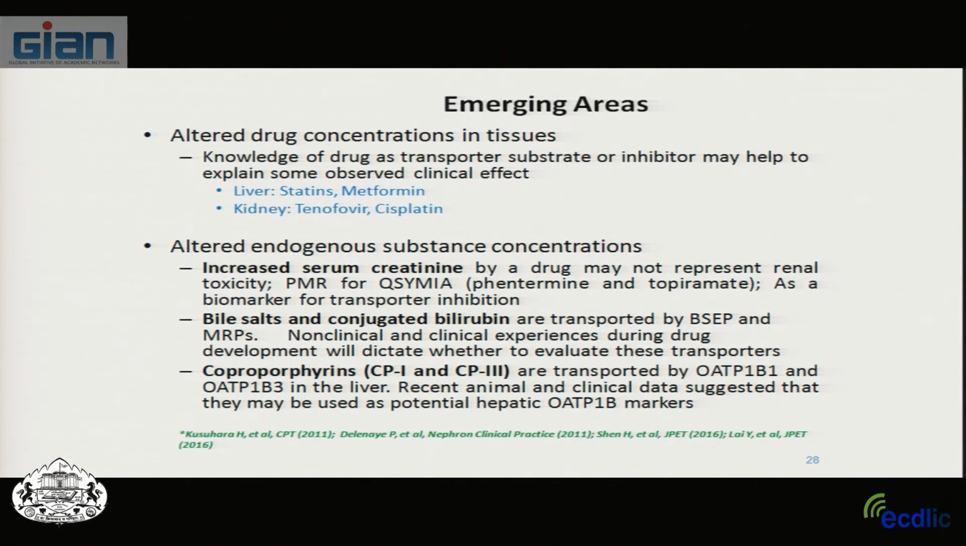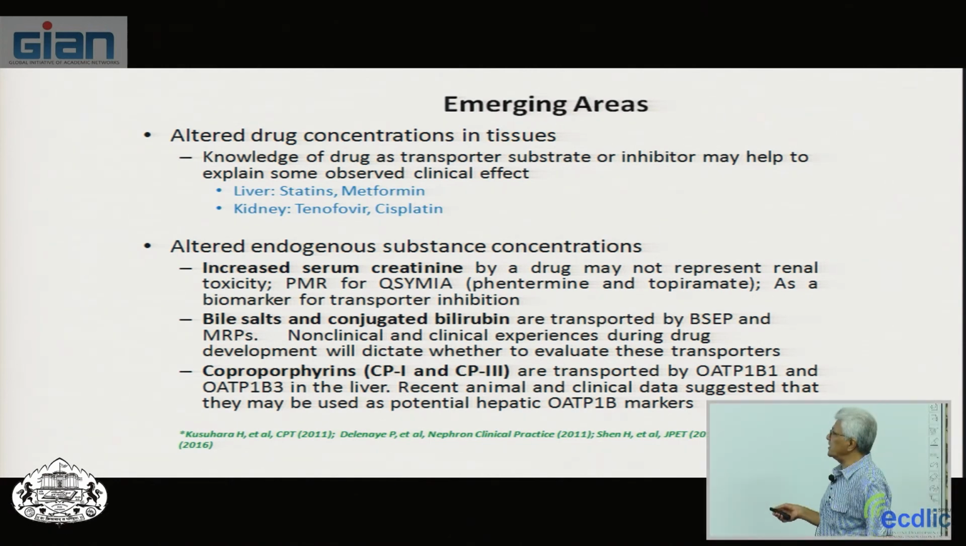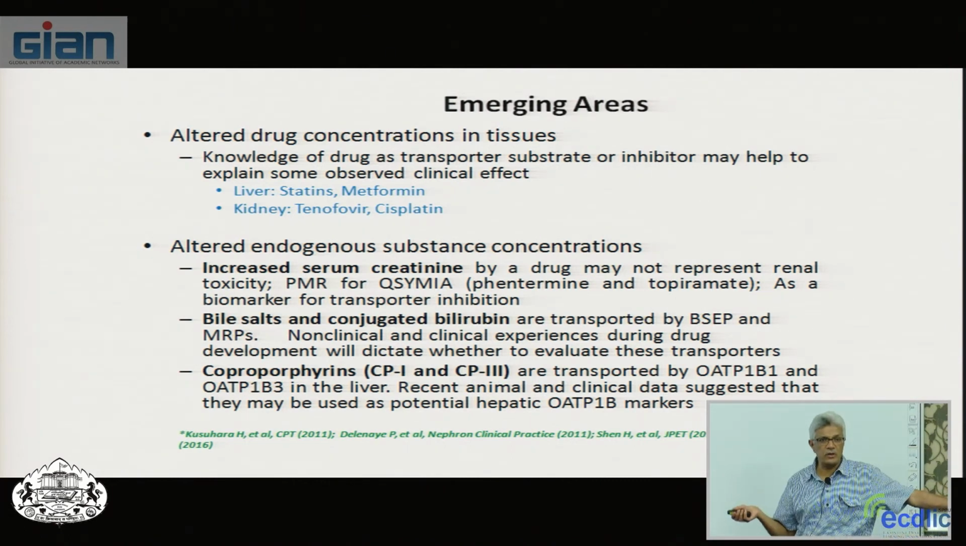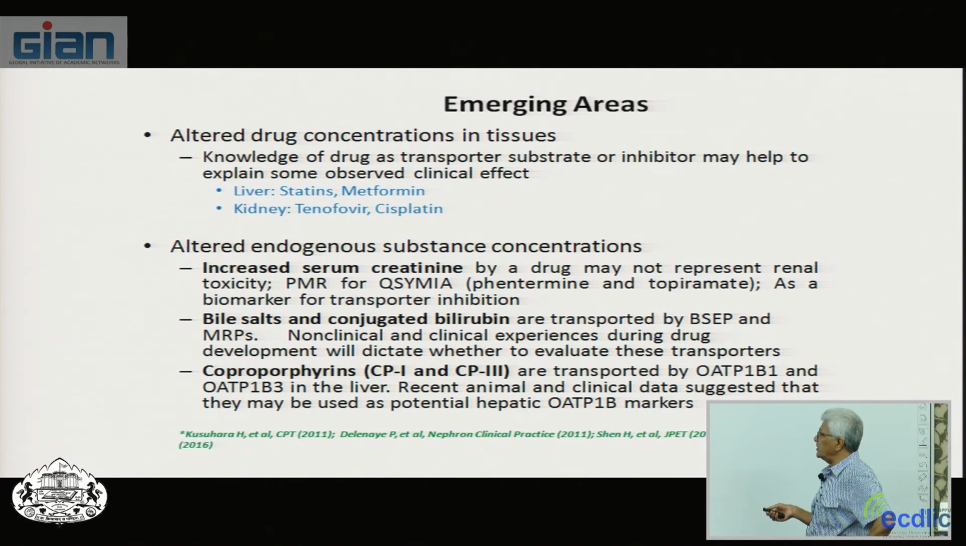So what are the emerging areas as far as FDA is concerned in this field? Altered drug concentrations in tissues: knowledge of a drug as a transporter substrate or inhibitor may help to explain some observed clinical effects. For example, statins and metformin in liver, tenofovir and cisplatin in kidney. We discussed toxicity to kidney, as well as metformin and statins being substrates for some of the transporters. Then you have altered endogenous substrate concentrations, where increased serum creatinine by a drug may not represent renal toxicity. So these are some of the more clinical questions.